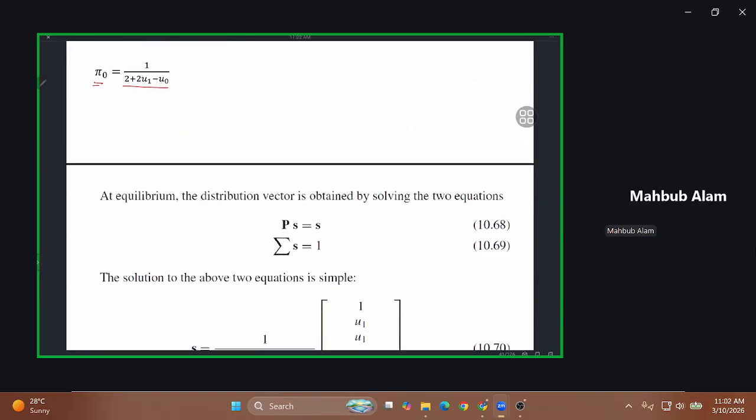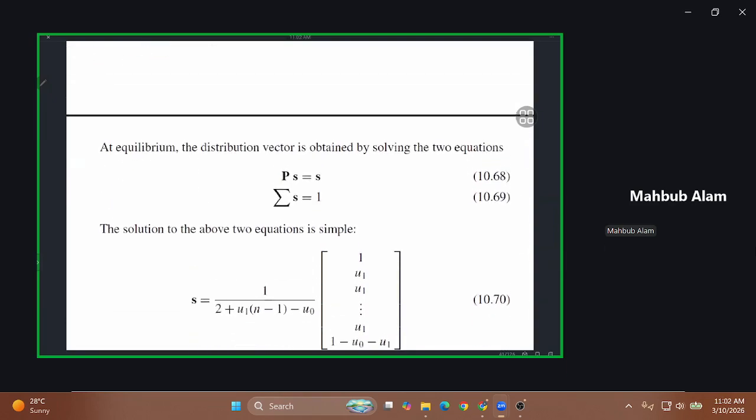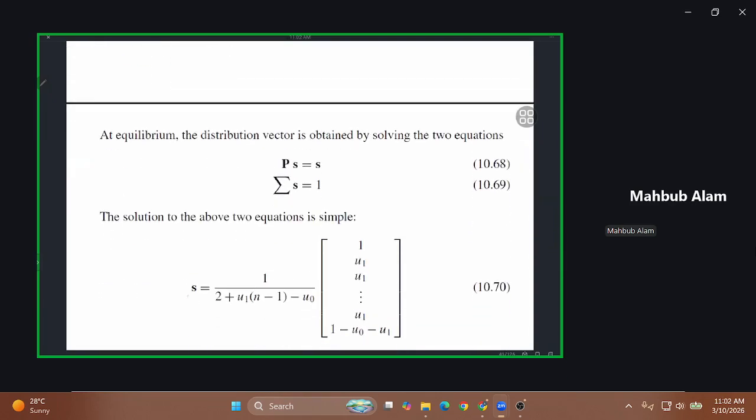They did not show the solution, what it actually represents. The steady state solution will be, just a minute, just 1 minute.